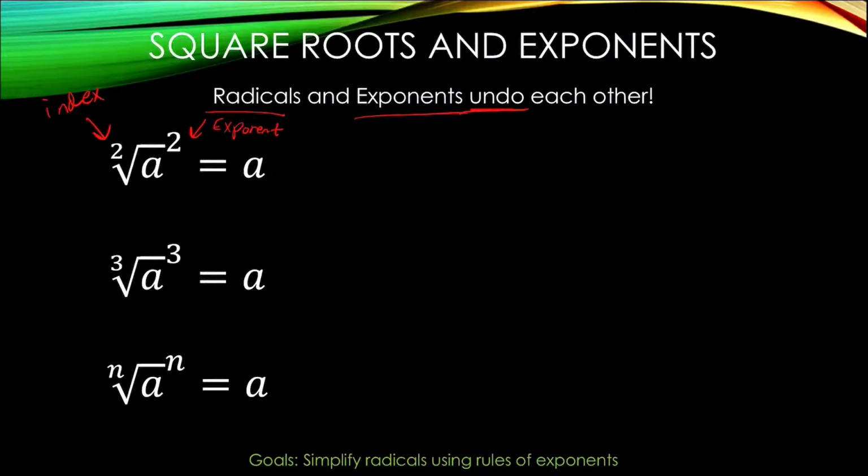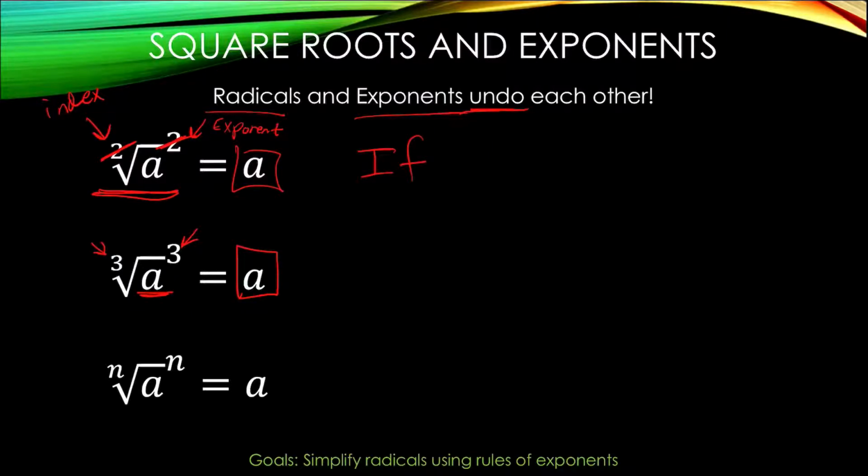So what we know is that if my index number and my exponent are the same, we would say the square root of a squared. So the square root is being squared. That square root and squared cancel each other out, and I'm left with just a. So the same thing is going to happen here. My index is the same as my exponent. So I just get what's underneath the radical, the radicand, which is my a. Okay, so just a quick review.